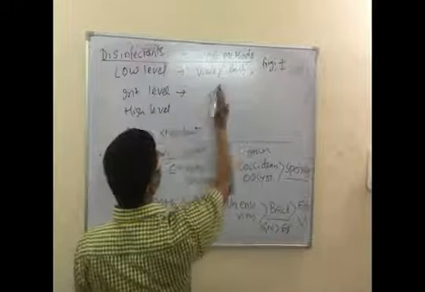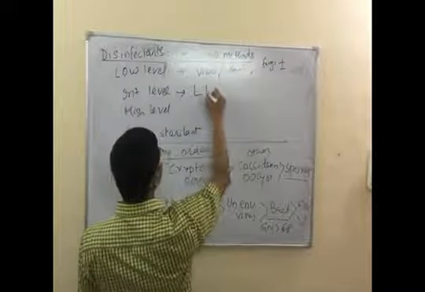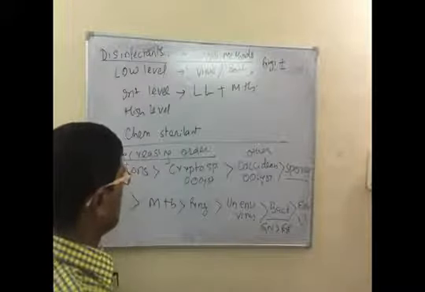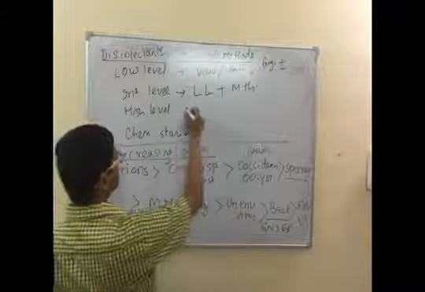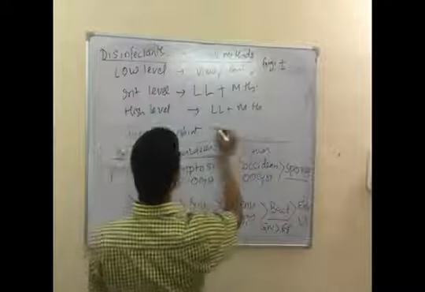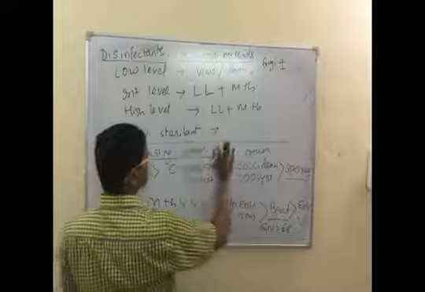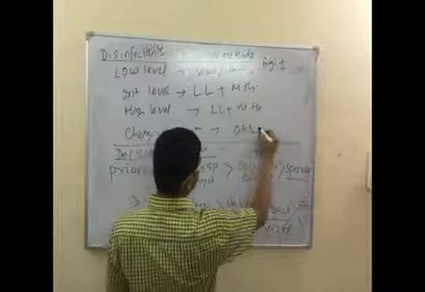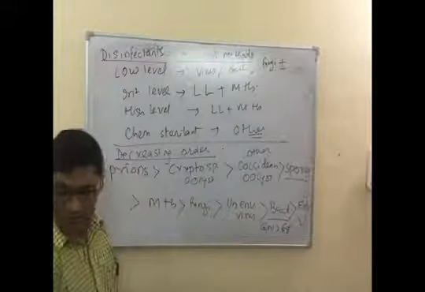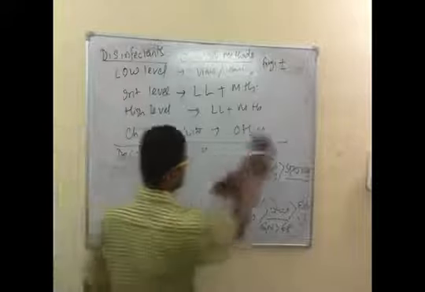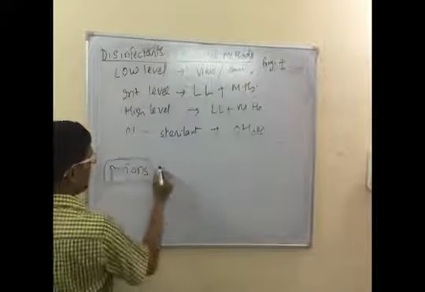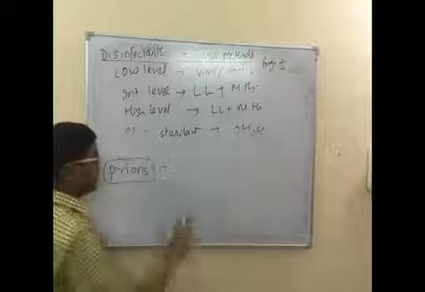Intermediate level disinfectants can kill all the low level ones plus they can also kill Mycobacterium tuberculosis. Okay, high level disinfectants can also kill spores, and chemical sterilants can also kill the other structures like the cryptosporidium oocyst and prions. Prions are considered the highest resistant to disinfectant.